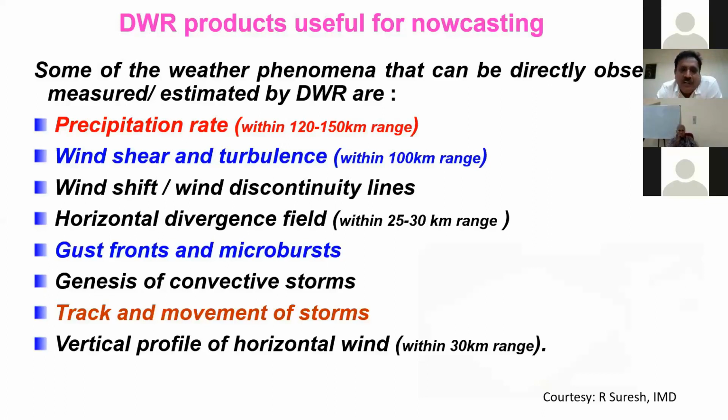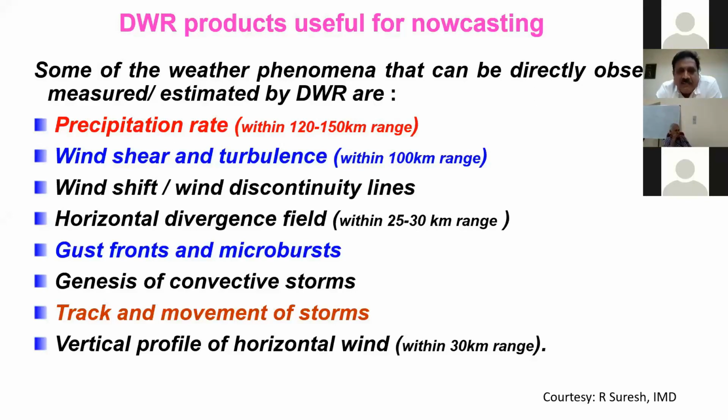We can get a 100, 120 kilometer region. Within that area, you can get the precipitation rate. You can calculate wind shear and turbulence within that 100 kilometer range. And then you can also identify the wind discontinuity lines, horizontal divergence field, gust fronts, microbursts. That's why these radars are mostly close to the airports. So it's very, very important for aviation purposes.